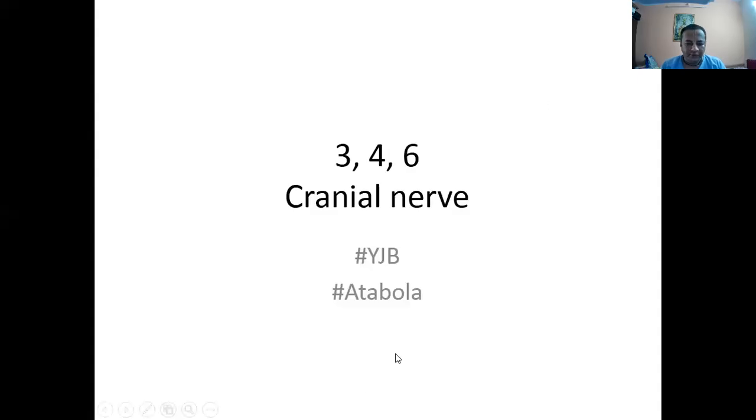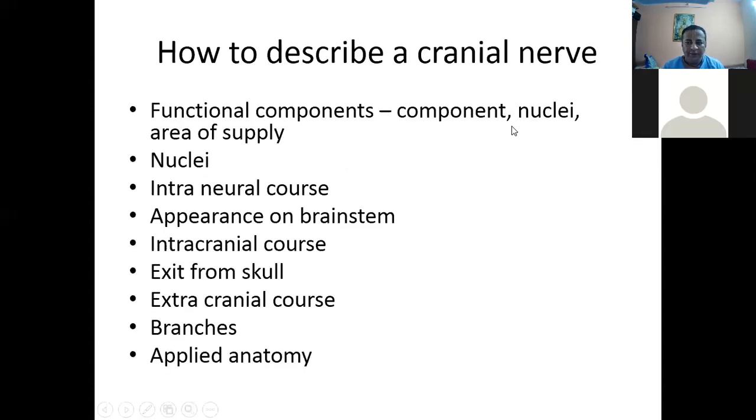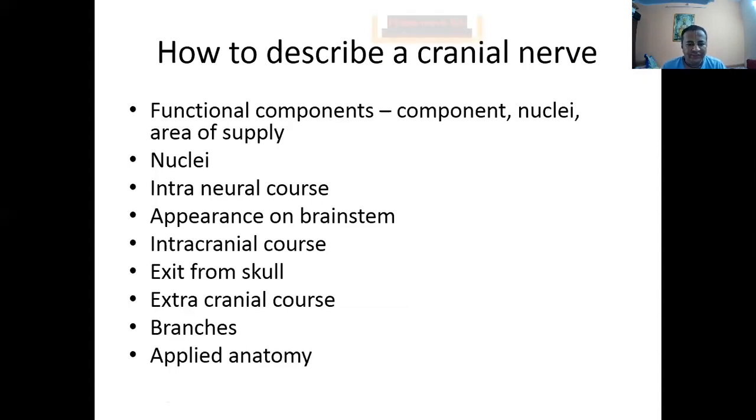So today's lecture we'll be discussing the third, fourth, and the sixth cranial nerve. As we have discussed every time, how to describe a cranial nerve under the following headings, it has to be done. So these are the various headings under which we describe a cranial nerve: functional components, nuclei, intraneural course, appearance on brainstem, intracranial course, exit from the brainstem, extracranial course, branches, and applied anatomy.